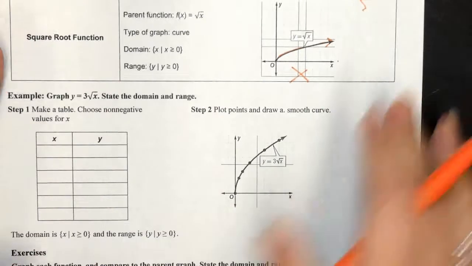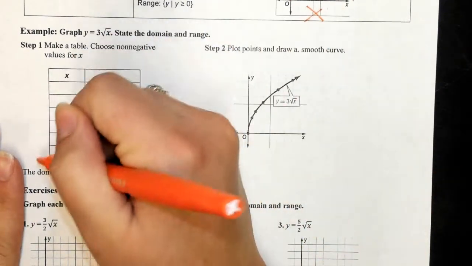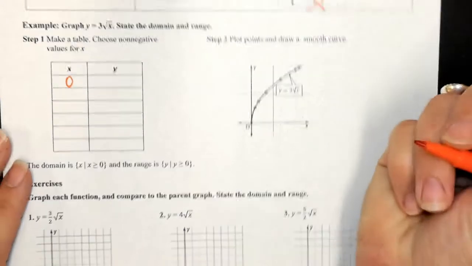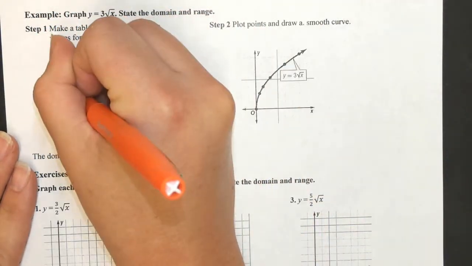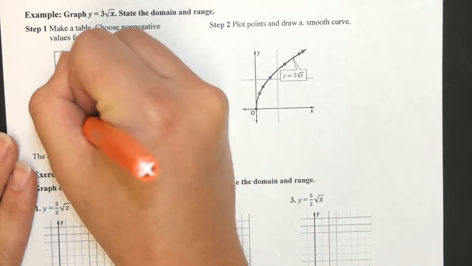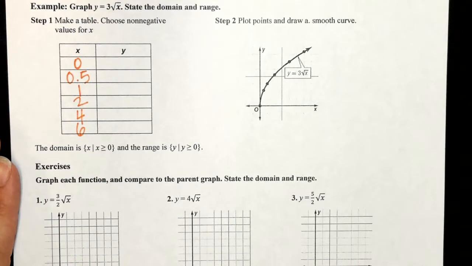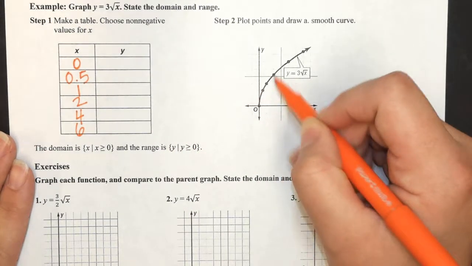So how we find these graphs is we take all positive numbers and we plug them into our equation. So I want us to use 0, 0.5, 1, 2, 4, and 6. Because I just want you to see what happens in here.